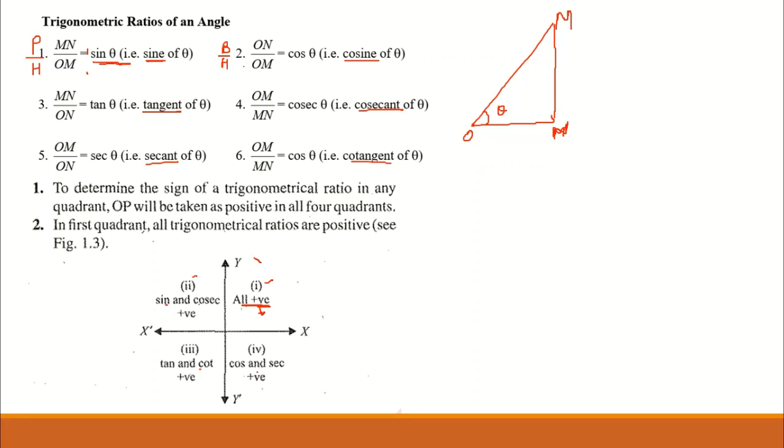Sine and cosecant are positive in the second quadrant. Tan and cotangent are positive in the third quadrant, and the remaining cos and sec are positive in the fourth quadrant. Let's begin with the relation between sine and cosine.